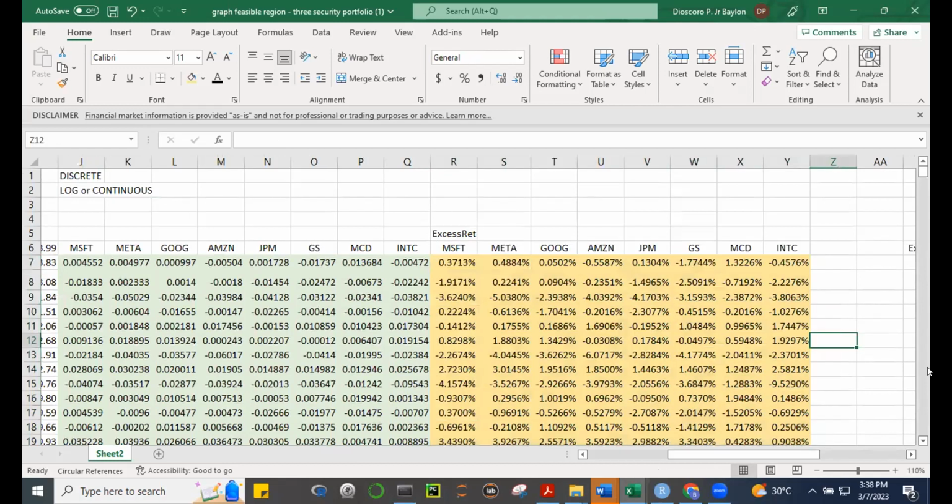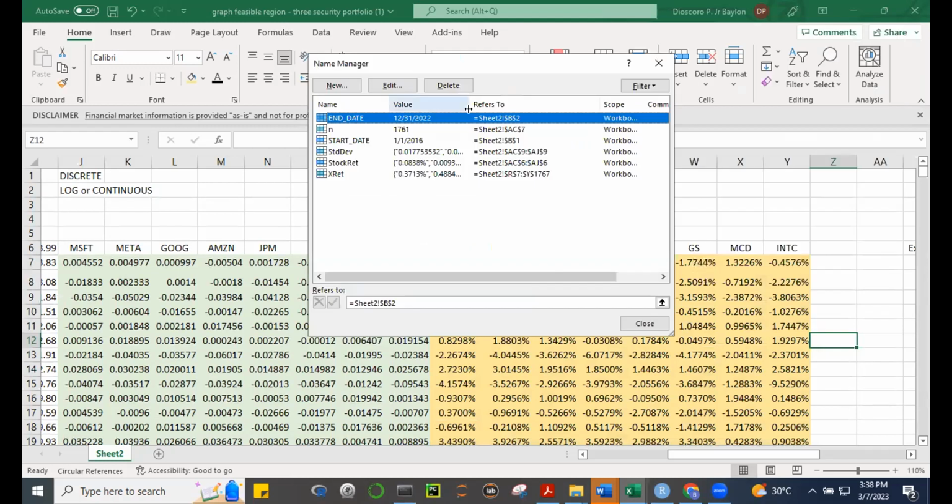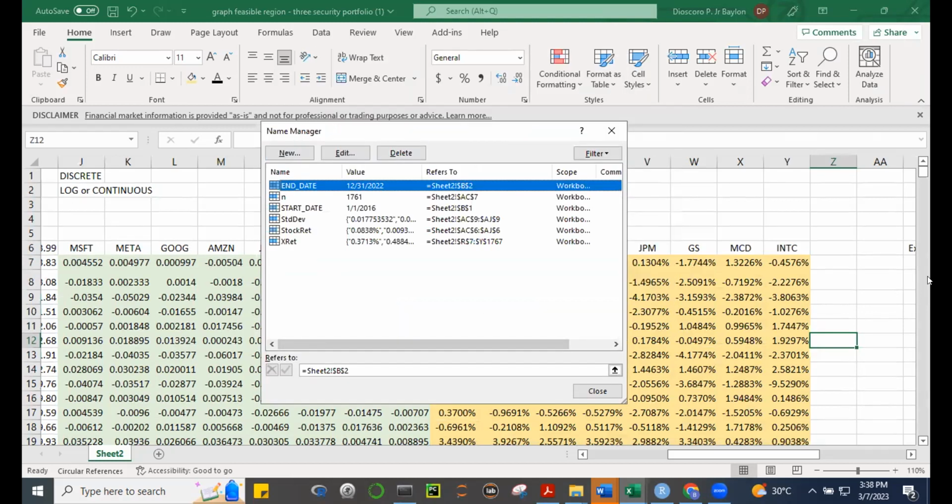All right, and then let me check Control F3. So what are the names that we have used? End date, start date, n, which is your 1761, standard deviation, stock ret, and then your excess returns. So you should have these names in your name manager. Control F3. Let me pause for a while and wait for you to make sure that you have these names.